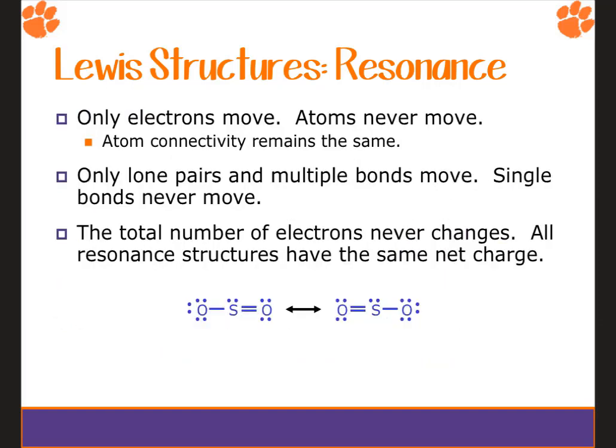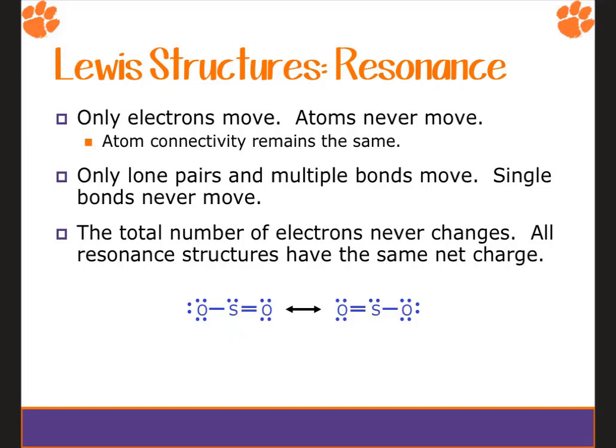Some of the key facts to keep in mind when you are drawing these resonance structures: the first is that only electrons move. You're not changing the order of the atoms, and you're not changing how they're connected to one another. All you're doing is moving around lone pair electrons and multiple bonds, so everything has to stay bonded by at least one single bond. Again, the total number of electrons never changes. You're not adding or taking away any electrons. You're just moving them around.